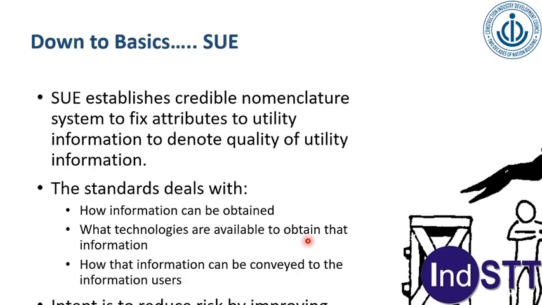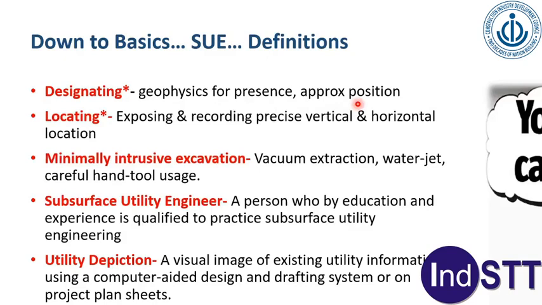There are certain definitions which are slightly different from what we generally understand. So it's important to note: designating is the use of geophysics for presence and approximate position. Locating is exposing and recording precise vertical and horizontal location. There are so many practitioners who use the word locating for finding out underground utilities using GPR or induction locators. In terms of SUE, that is not locating, that is designating. Locating is only when we expose it.